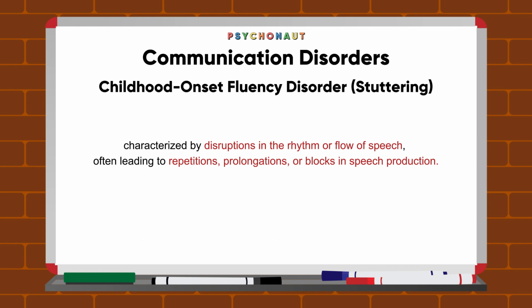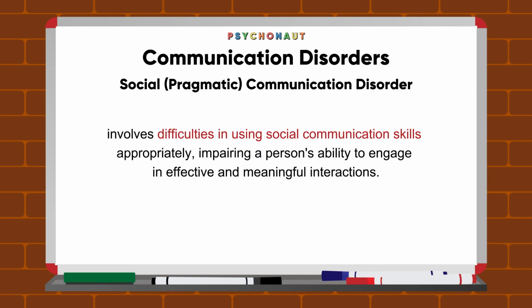We also have childhood onset fluency disorder, commonly known as stuttering. This disorder is characterized by disruptions in the rhythm or flow of speech, often leading to repetitions, prolongations, or blocks in speech production. Stuttering can vary in severity and may be influenced by factors like stress or anxiety. Early intervention, along with supportive therapy, can empower individuals to communicate fluently and confidently.